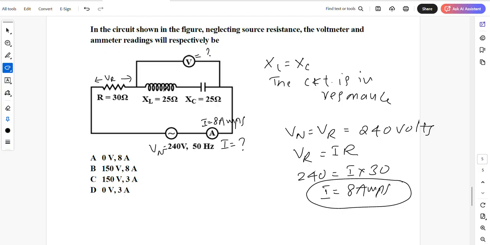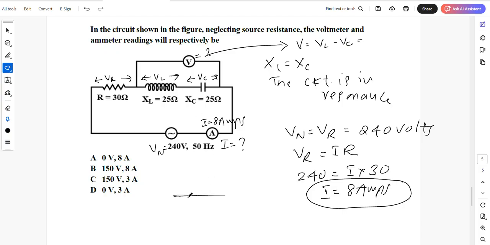See XL and XC. The voltage across the inductor, VL, will be leading, and VC will be lagging. What will be the reading of this voltmeter? The reading of this voltmeter will be V is equal to VL minus VC. Since the circuit is in resonance, these two voltages will be at an angle of 180 degrees.